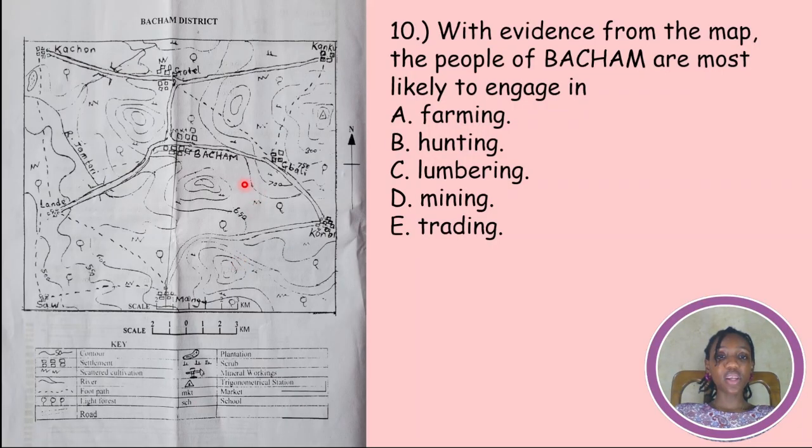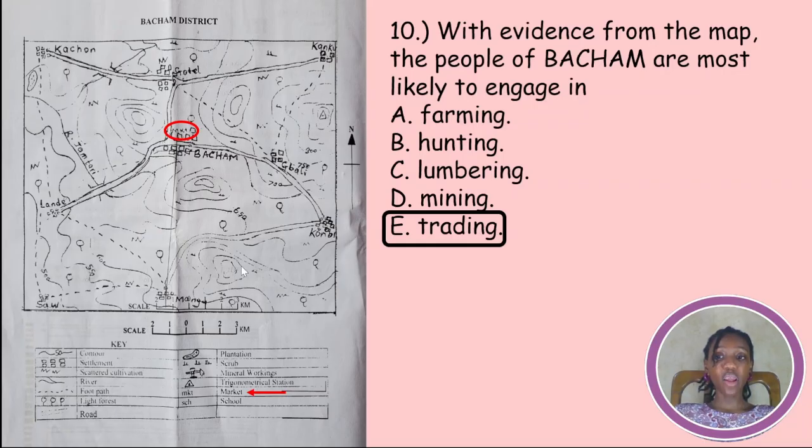But for me, I would say that the most prominent feature that tells me the main or primary occupation of people living in Bacham settlements is the markets, MKT, which means market from our key. And based on this, my answer will be trading, option E. Now, I know that some people might have doubts because for questions like this, the answers are usually farming, fishing, mining, or some other occupations. But let me give you some reasons why the answer should be trading.